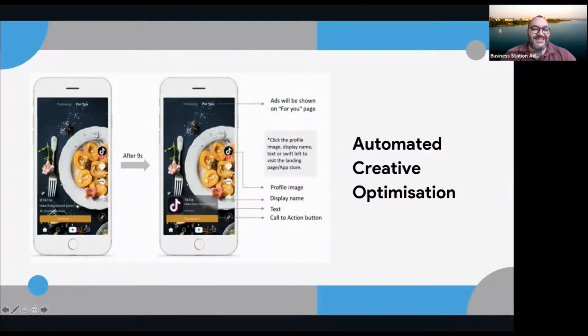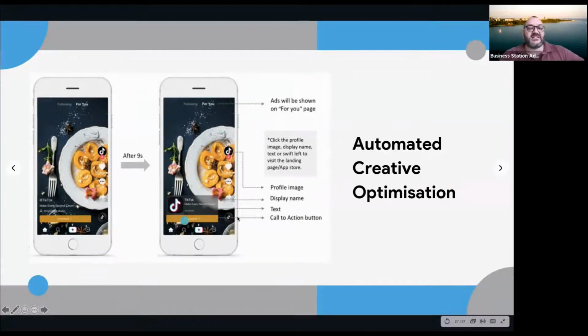So these ads are going to be shown on the For You page, not the following. So you're not following it, it's in this For You page, right? So once you do, you can click on the profile image. So someone clicks on you, it'll display the name and all the other things and helps you to visit the landing page or the app store or wherever it is that you want to go to. So that download button, the call to action button, will go wherever you want it to go to. Website, landing page, or app store or Google Play, wherever that is.